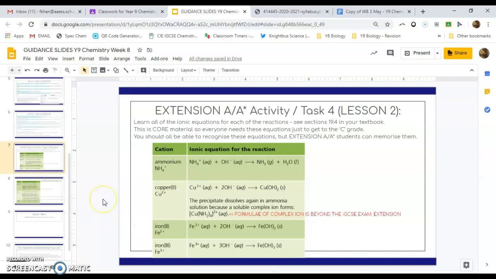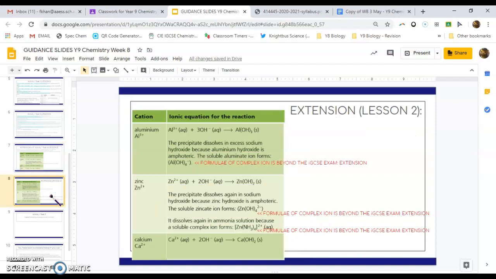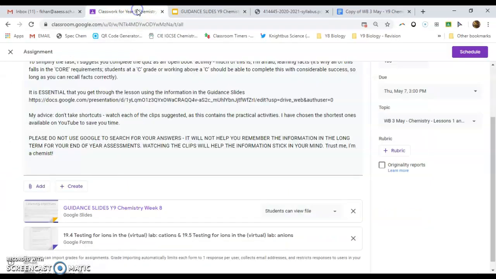Okay, so the quiz itself is quite differentiated this week. If you do remember a lot of the observations, it will stretch and challenge you, and if you don't, it will emphasize that you should just concentrate first of all on the observations. So as an extension, again, these formulas, these complex ions, are beyond the IGCSE exams, but the observations themselves are. The observations are in your IGCSE. So once you've done that, have a go at the quiz.